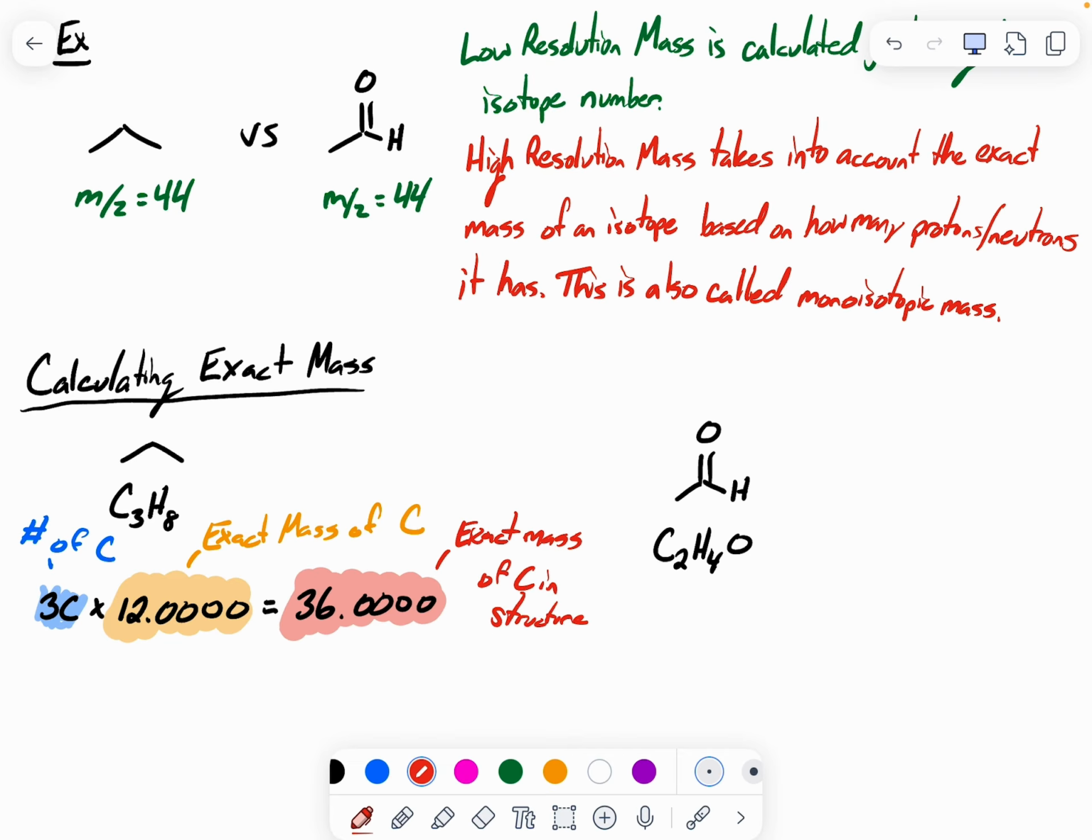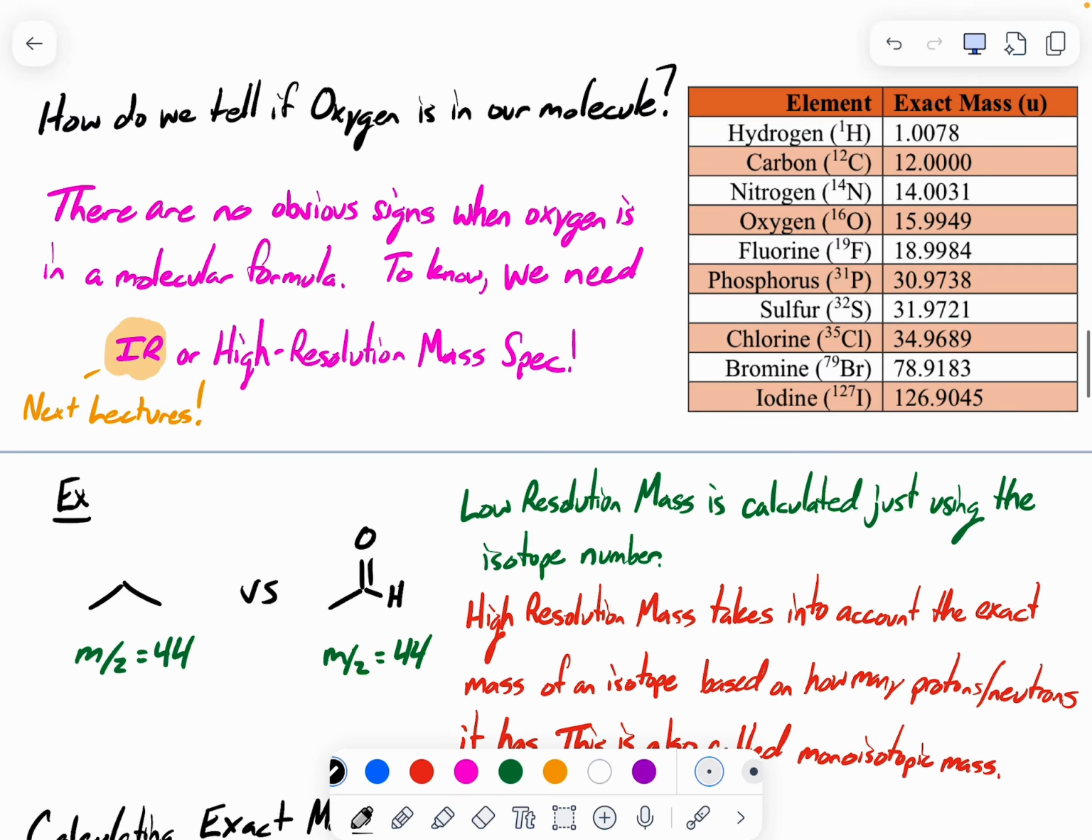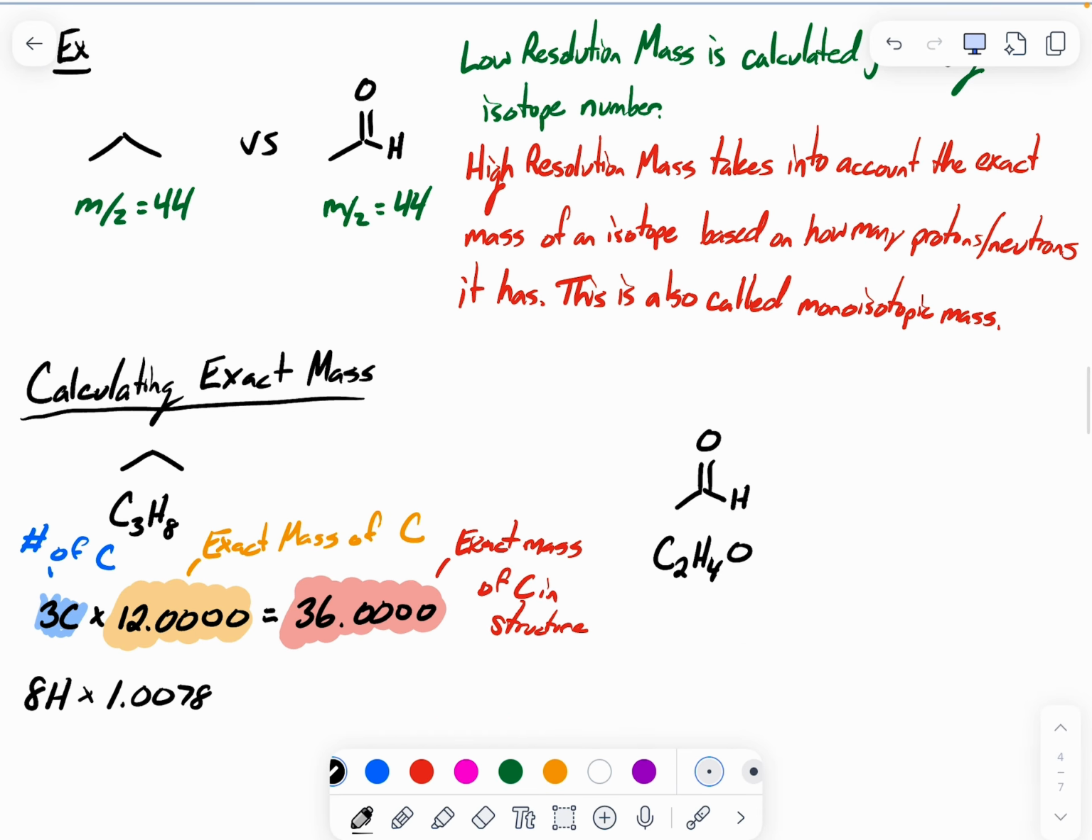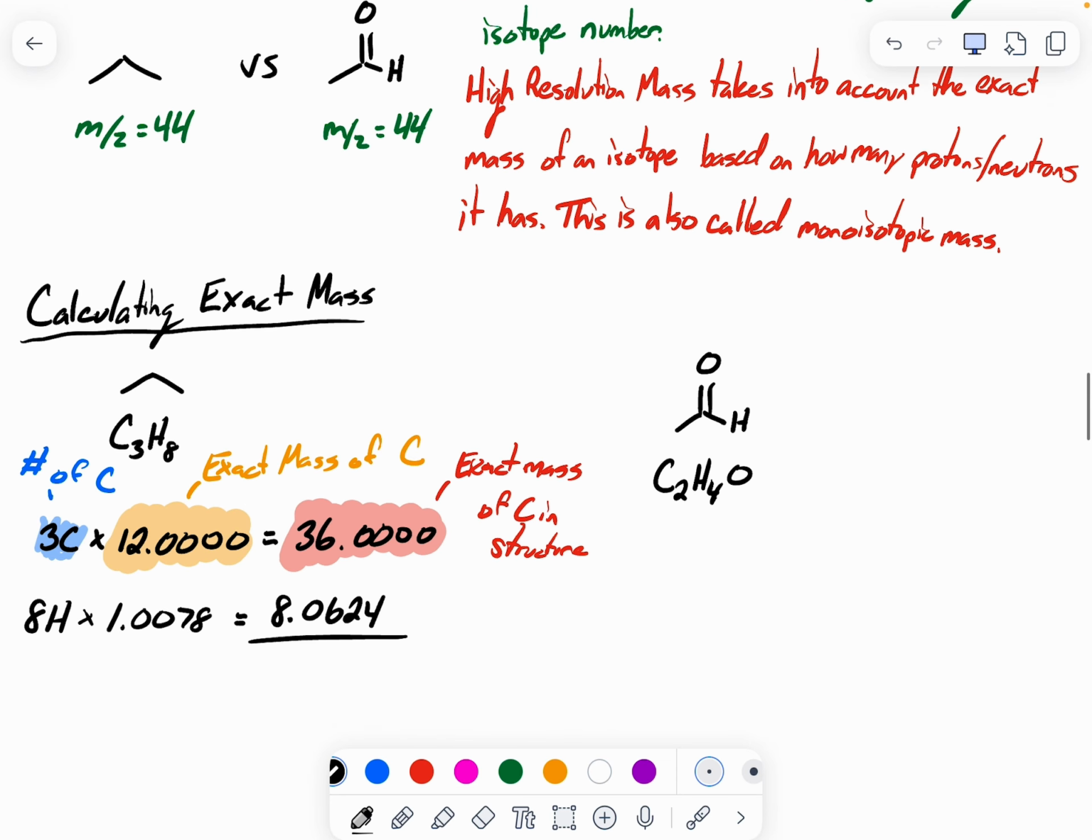We can do the same thing with hydrogens. This is where we start to see that little bit of difference. Because we have 8 hydrogens in propane, and like we saw in that table above, that's 1.0078, right? It is not exactly 1. And so because of that, we end up with a slightly different number than just 8. It's 8.0624 units. If we add those up, we get the exact mass of our molecule, which happens to be 44.0624. Right, so we have a little bit more information. We have those extra decimal points.